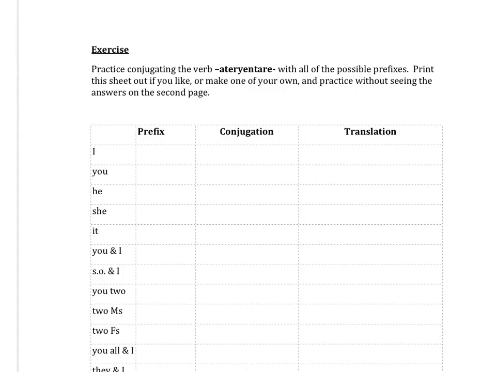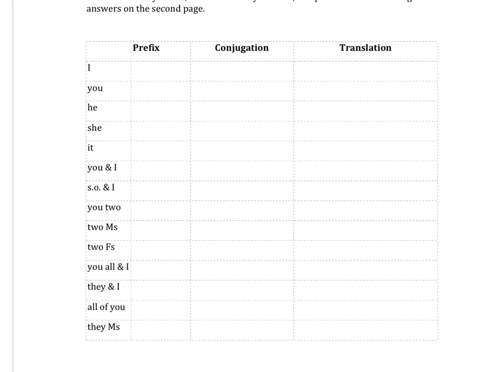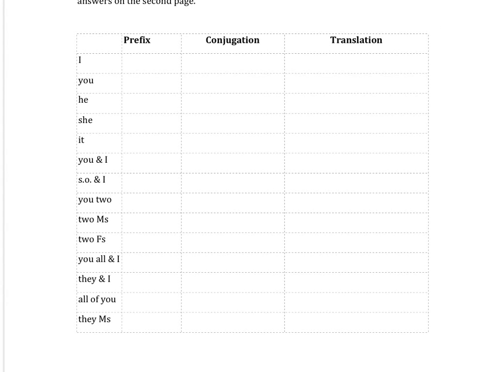So also on the page in our lesson block on Schoology, we have a blank verb chart for you to practice filling out and practice conjugating the verb on your own so that you can best remember the prefix set and how to conjugate with the rules. The first page of this exercise is blank for you to practice filling out on your own and test yourself.